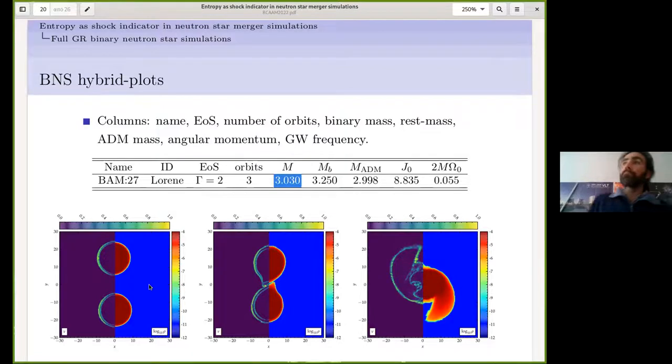From left to right, what I have plotted here are these Hubble-type plots. The left part is the entropy production function, and the right part is the rest mass density of the star. This is during the inspiral. We have a picture during the inspiral, that's during the merger where we see the two stars merging, and also this is after the merger.